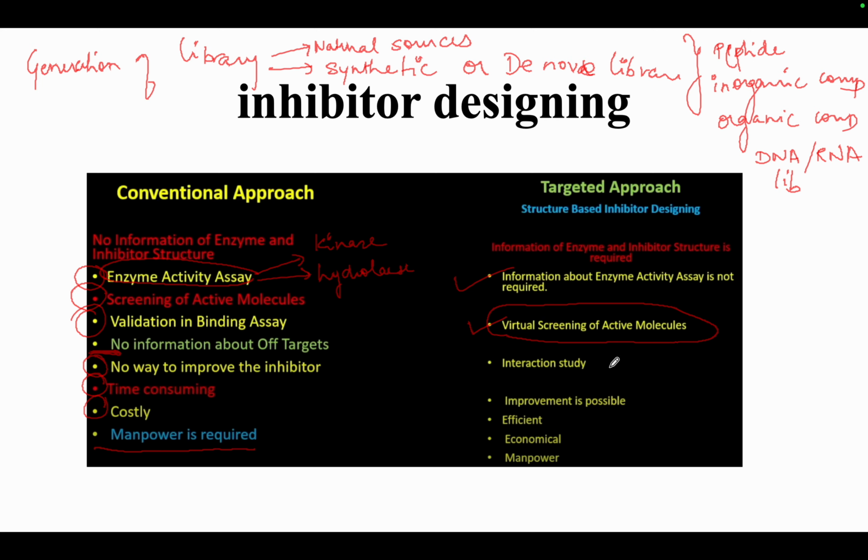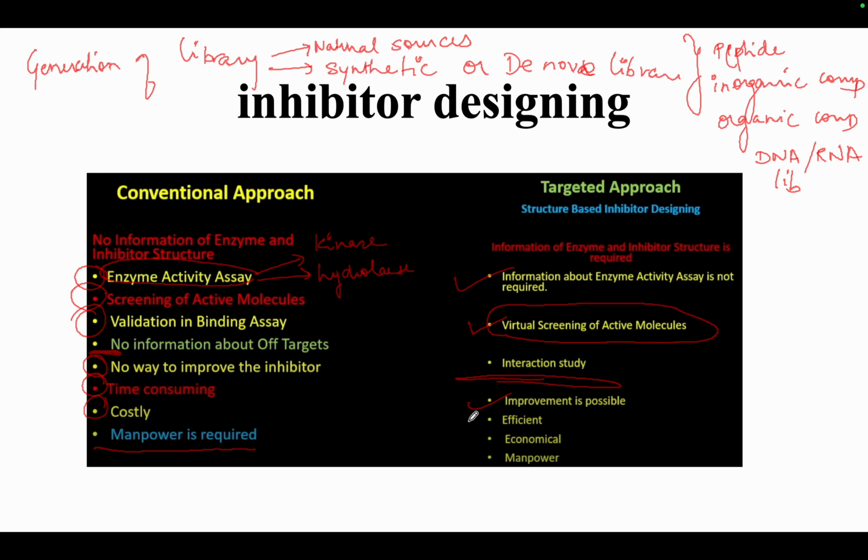different computational software and designs, and then we can study each interaction, how they are interacting. After performing virtual screening, we'll get some hits, and then we can do some interaction study, like what interactions are occurring in those hits. And improvement is also possible, because we can improve the interaction, like we can improve the binding, we can decrease the binding energy, and we check all the thermodynamic properties, and we can improve the interaction.